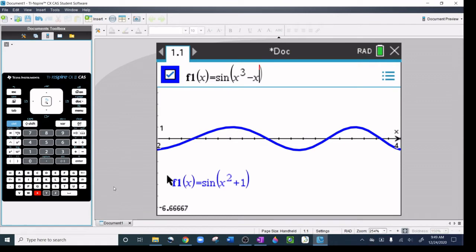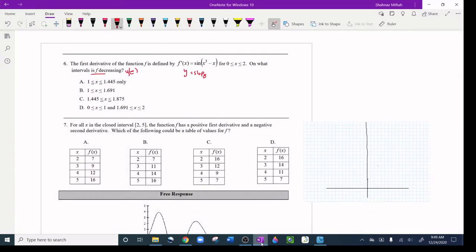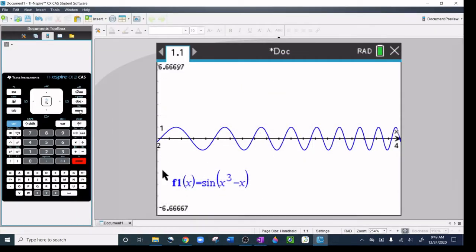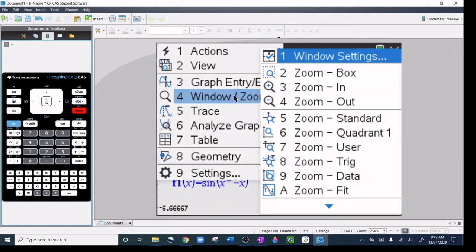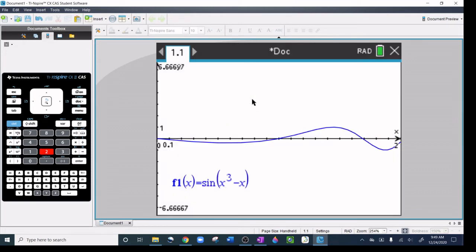In the window, let's enter. This window is like 2 to 4, but actually we need a window 0 to 2. So I'm going to go and change the window 0 to 2. That's 0. And I got that one, which is 2. And enter. So this is what I got for the graph.